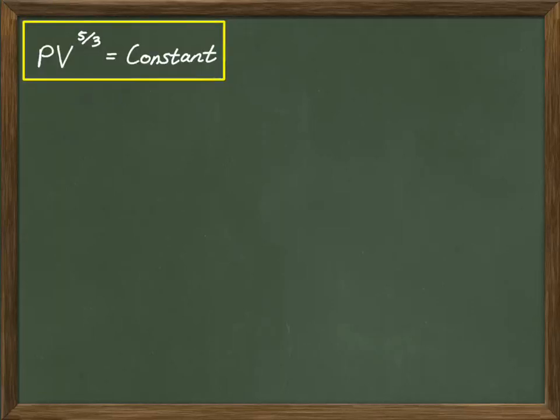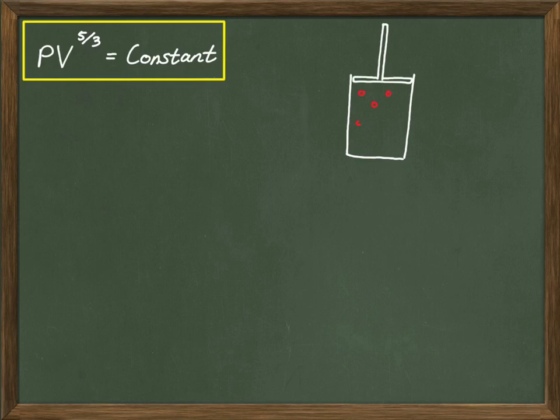All right, let's talk about this equation which relates pressure and volume in adiabatic processes. This formula is only for adiabatic processes, meaning processes where, for example, the pressure and volume might be changing, but there is no transfer of heat. Now, if there's no transfer of heat, that means that something else must be causing the change in pressure or volume.